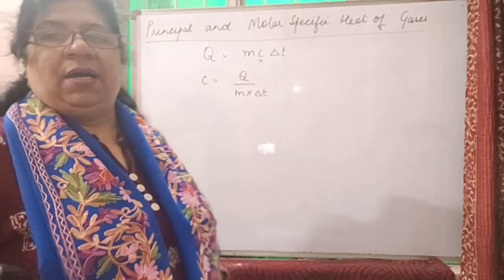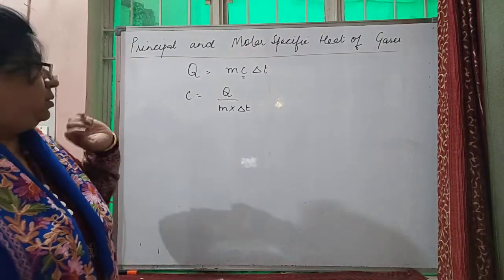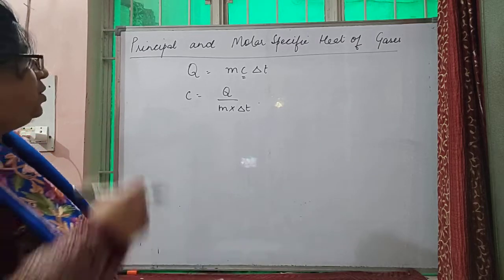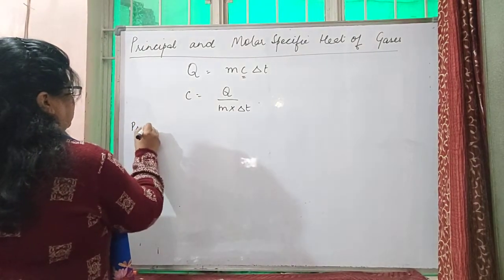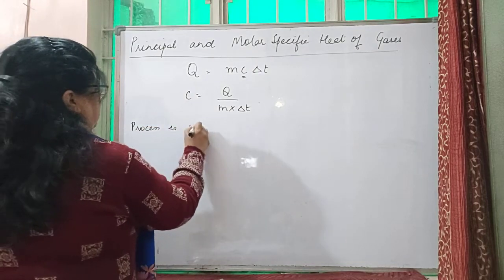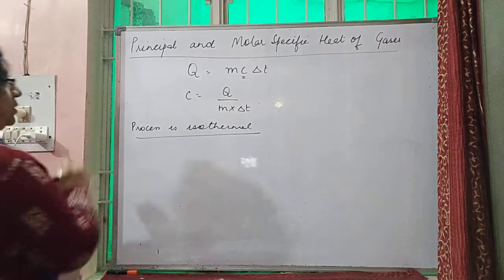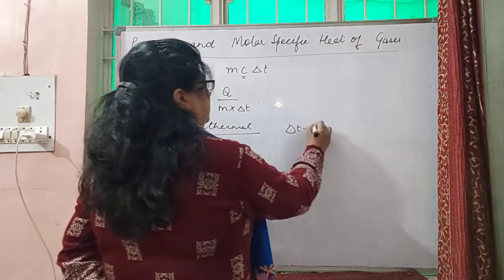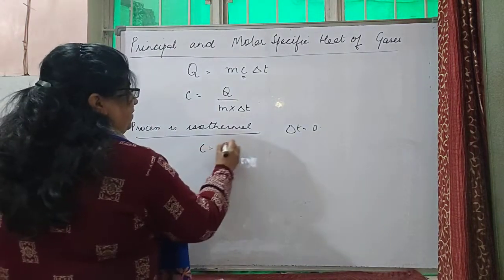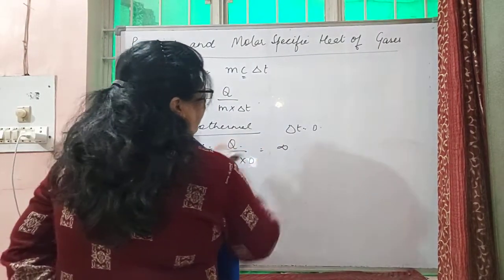And before we start, what we need to understand is, when we are talking about this, C is equal to Q upon M into delta T. Now, if the process is isothermal, no change in temperature, that is delta T becomes 0. So, in that case, C will be equal to Q upon M into 0, and will be infinity.